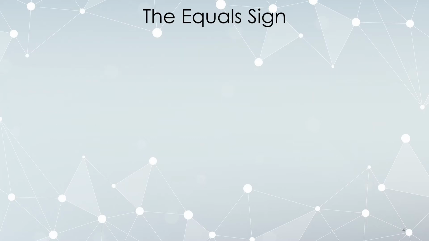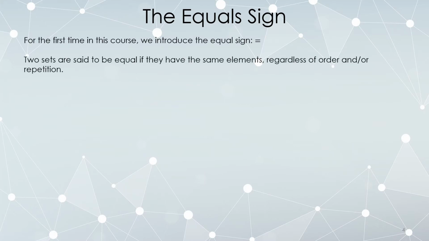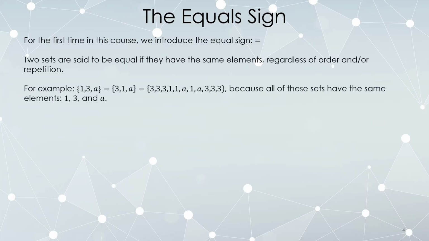And finally, we get to introduce something familiar, the equals sign. So two sets are said to be equal if they have exactly the same elements, regardless of what order they appear in, and even possibly being repeated. So here are several sets that are all equal to one another. What are the elements of this set here? 1, 3, and A. What are the elements here? While they appear in a different order, 1, 3, and A.